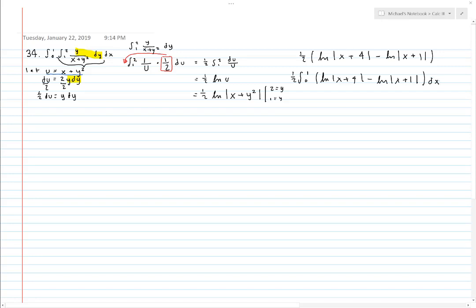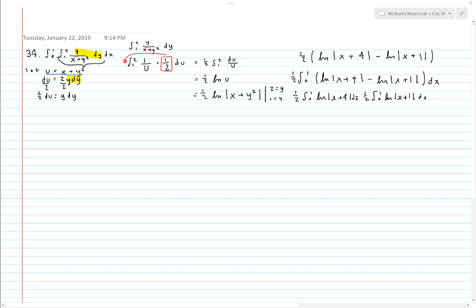At this point we want to make it 2 separate integrals. So we're going to put 1/2 integral from 0 to 1 of ln(x+4) minus 1/2, because you multiply it to that side too, integral from 0 to 1 of ln(x+1) dx. Forgot my dx right here. Okay.